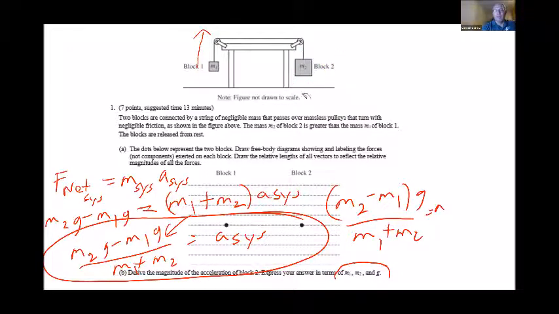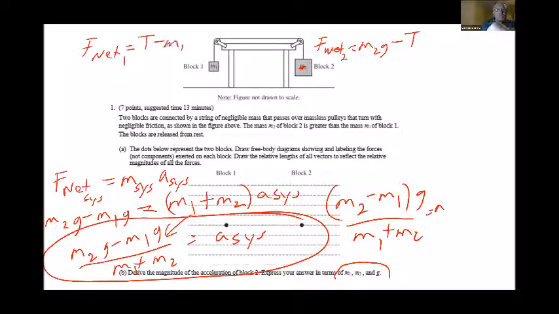For example, I'm not going to work the whole problem this way, but let's just take block 2 for a second. Think about the forces acting on block 2. So I'm going to say F net on block 2 is equal to the weight of block 2 minus the tension. And I could do the same thing over here for block 1 and say that F net on 1 is equal to the tension minus the weight of that block.